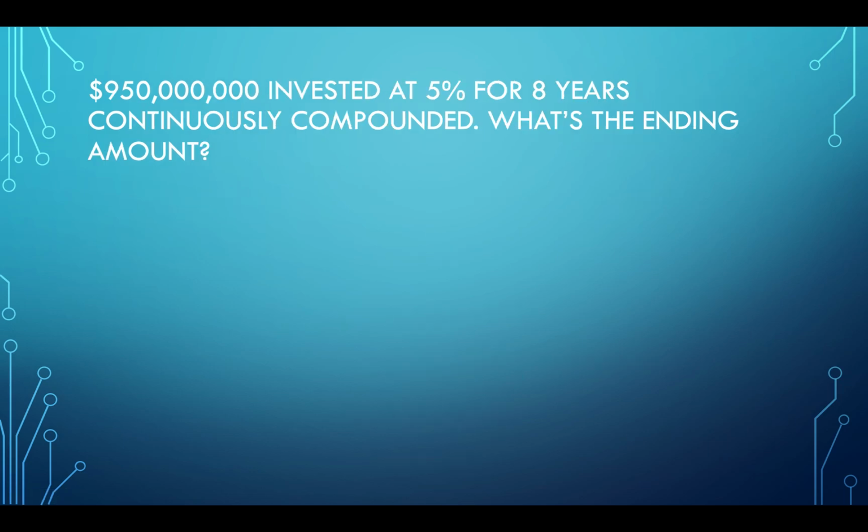Now, how about if we invest $950 million at 5% for 8 years? It's continuously compounded. What's the ending amount? So our principal is $950 million, our R is 5%, which is equal to 0.05, and our T is 8. Still using PERT. As a little side note, make sure we convert our rate to a decimal. Some of you guys, I know, when we did compounded interest, forgot to convert the percentage to the decimal.